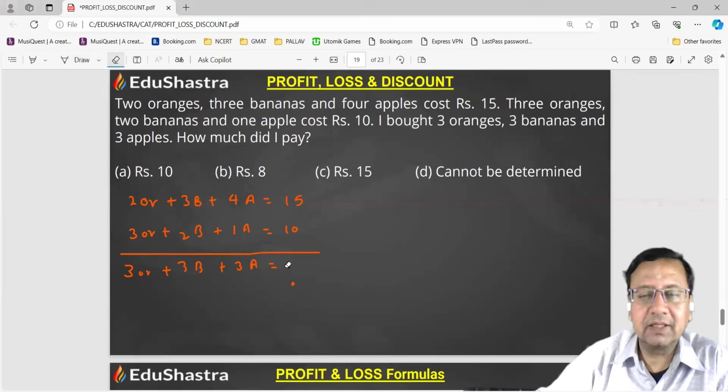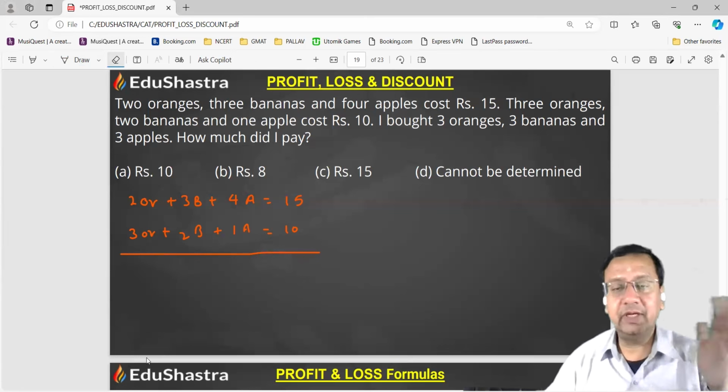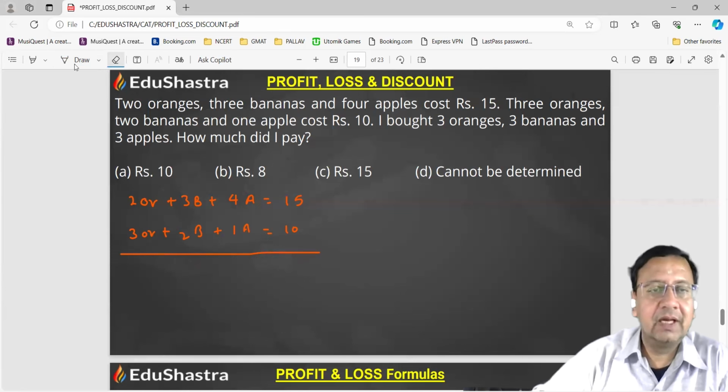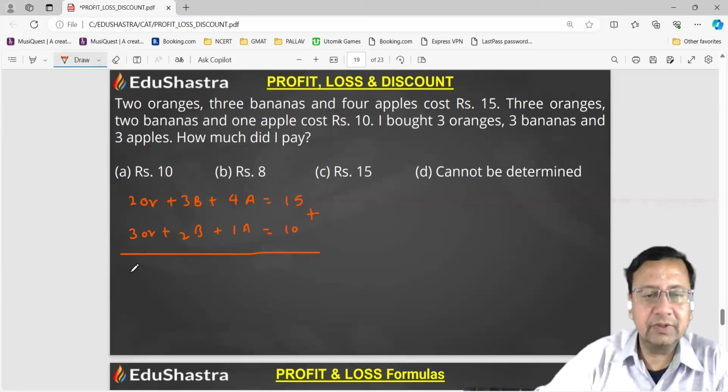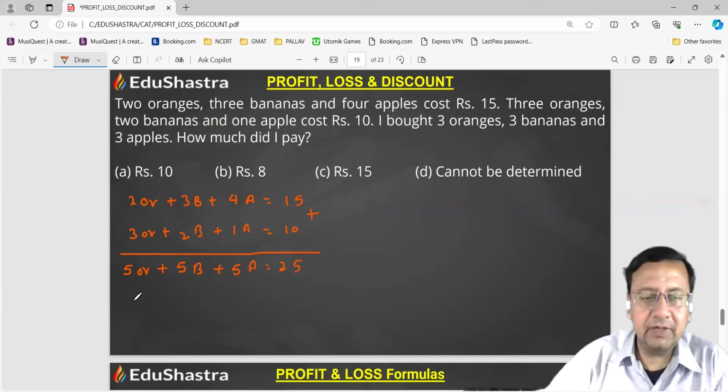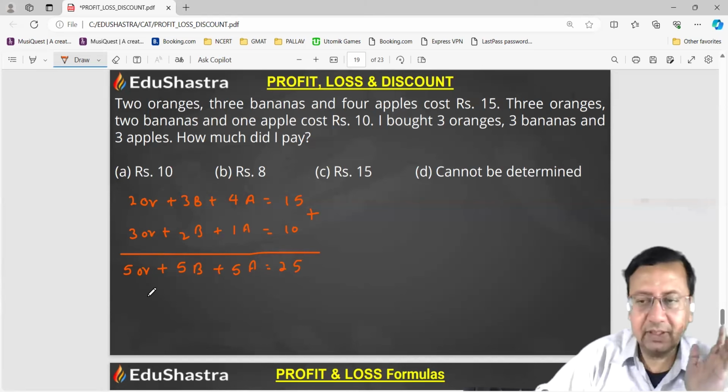Sometimes when we are looking at a problem, a question seems to be very heavy, but actually it is nothing. So what to do if I add these two equations? This is five oranges plus five bananas plus five apples equal to 25, right? Taking five common here.